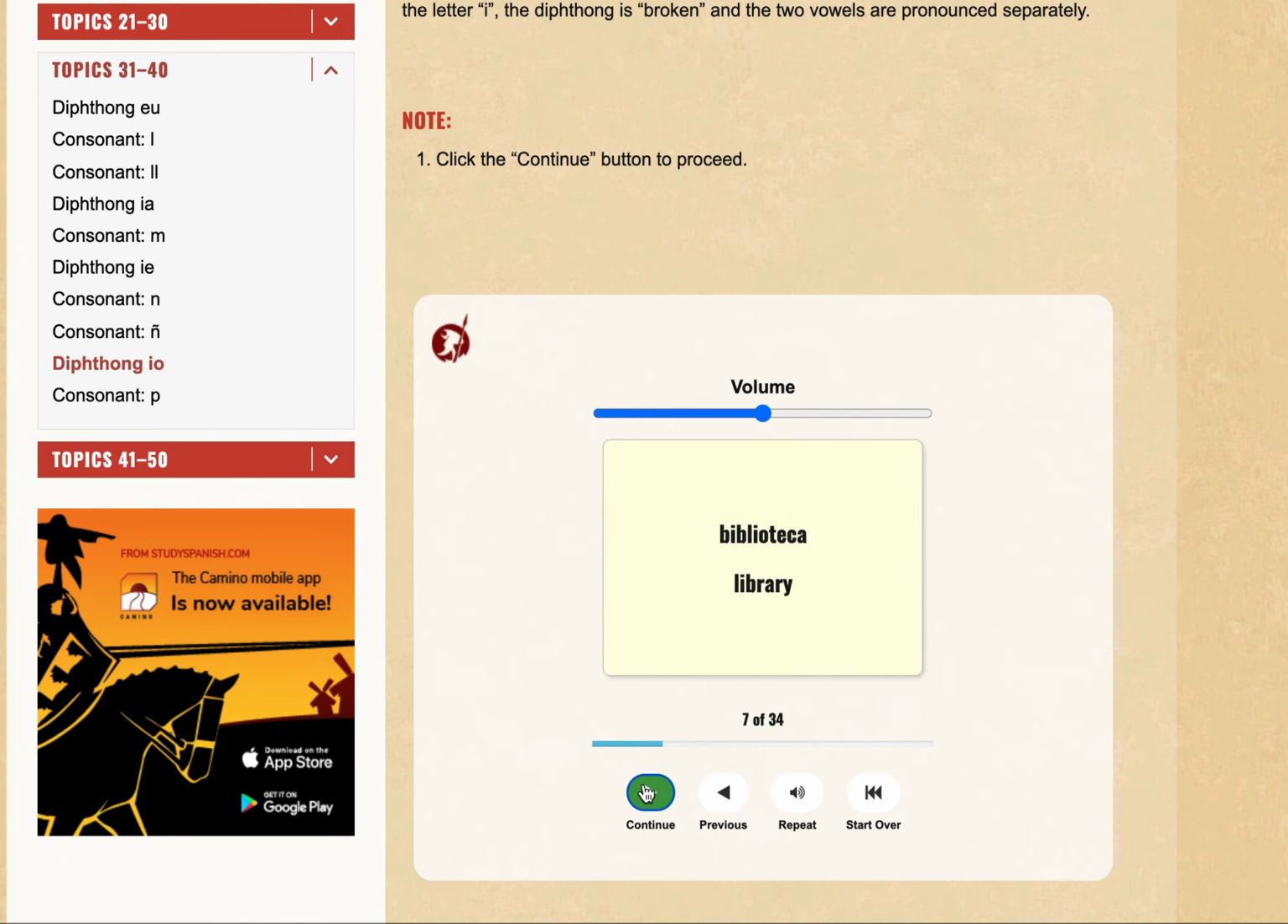Biblioteca, library. Listen and repeat. Concentrate on combining the two vowels into a single syllable, of course, in the manner of the native speakers.